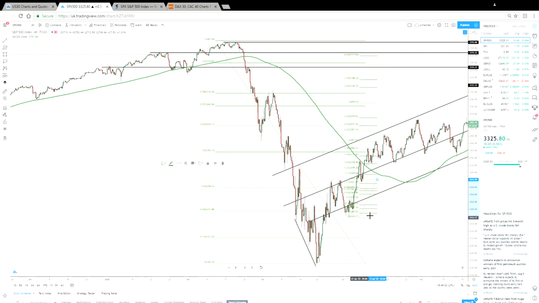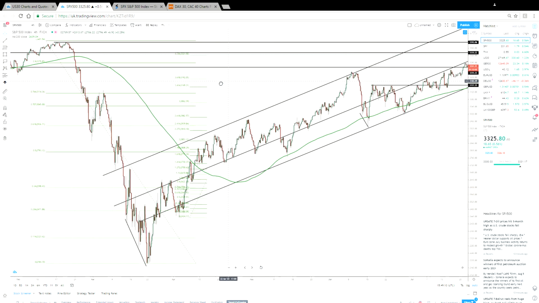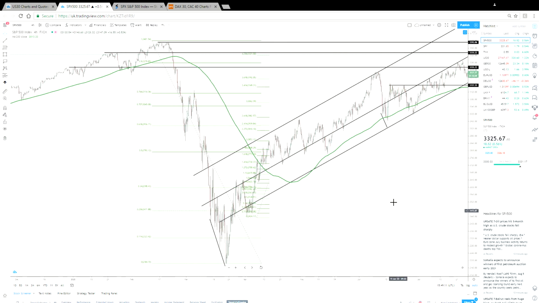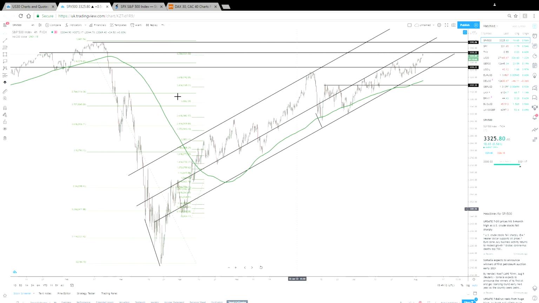Okay, so add that in, and now you can see, hopefully you can see, it's highlighted. Again, very, very close to one of the last levels of resistance. And we've got that extension.